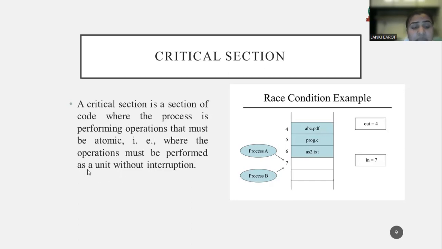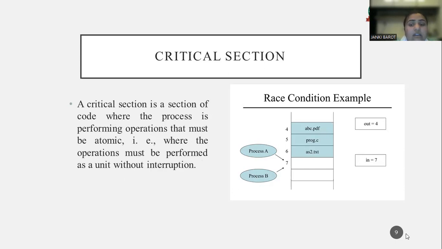Atomic means where the operations must be performed as a unit without interruption, right? A and B both are in a race condition.